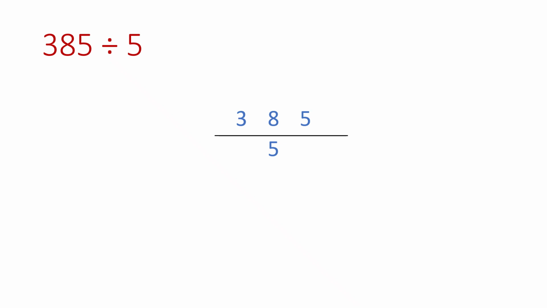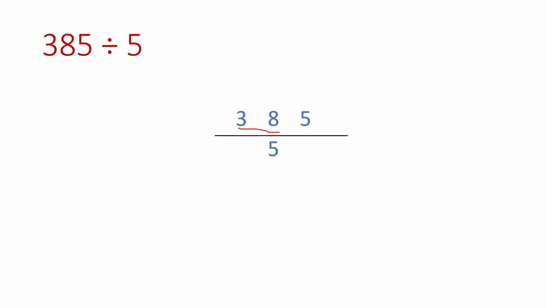Let's see. First digit is 3. Will 3 be divisible by 5? No, 3 is a smaller digit, so it cannot be divided. So I'm going to consider the next digit together. The number I'm going to consider is 38. Is 38 divisible by 5? No, 38 is not divisible by 5, but we can divide it.